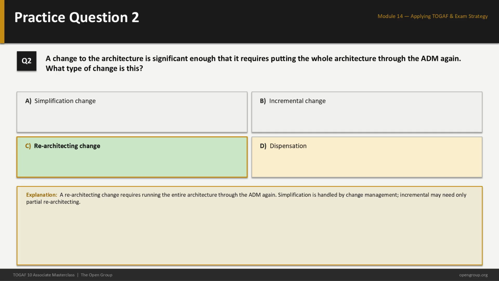Question 2. A change to the architecture is significant enough that it requires putting the whole architecture through the ADM again. What type of change is this? Pause to consider your answer. The correct answer is C, re-architecting change. A re-architecting change requires running the entire architecture through the ADM again. Simplification is handled by change management, incremental may need only partial re-architecting.